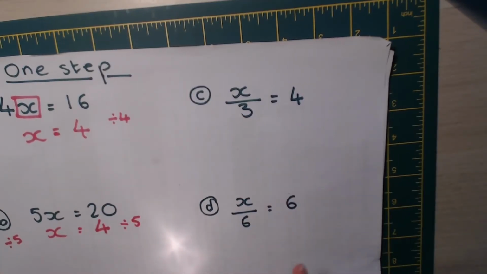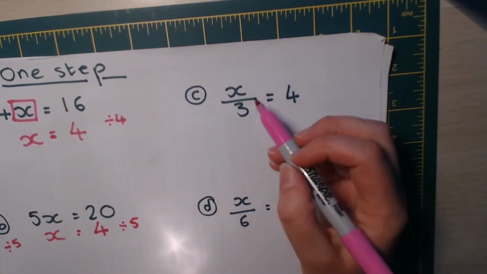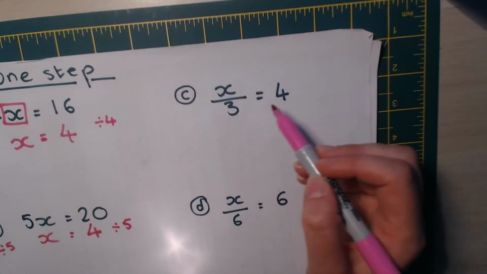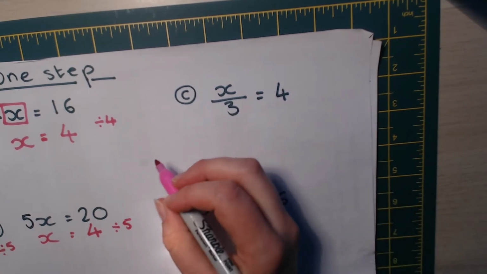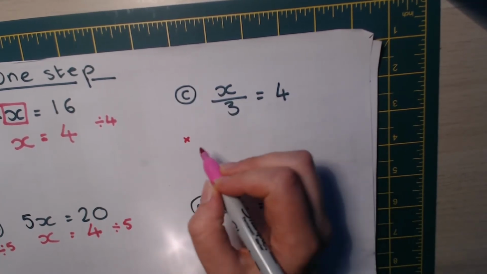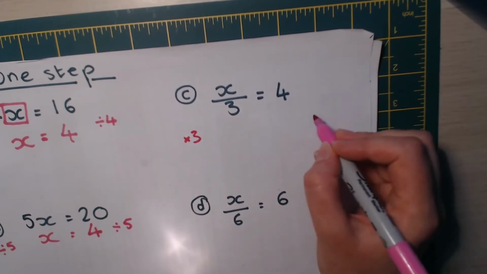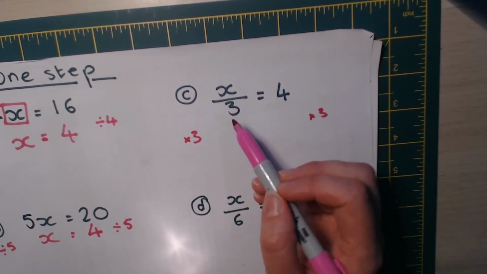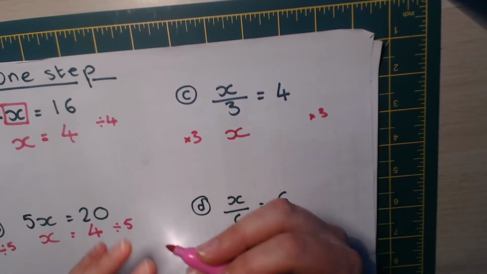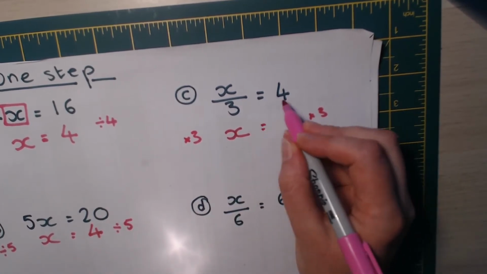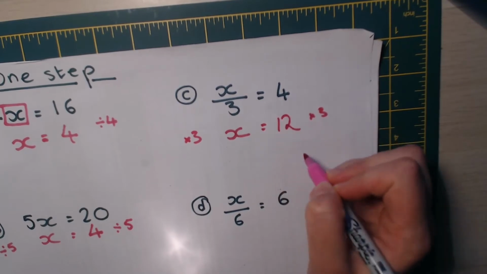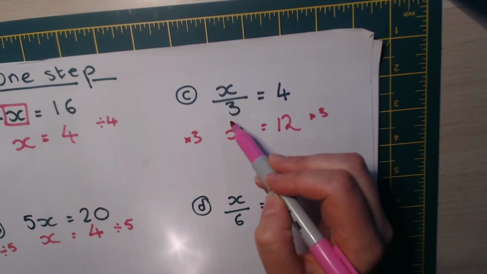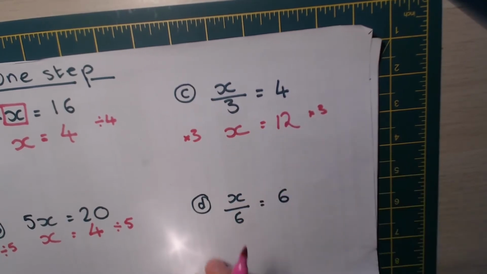Okay, these ones look a little bit scary, don't they? They do, just because they look like fractions. But don't worry, it works the same way. Don't forget this line means to divide. So we've got x divided by 3 is 4. Instead of divide, we do the inverse, which is to multiply by 3 on both sides. So x divided by 3 then multiplied by 3 is just x, because those two things kind of undo each other. And 4 multiplied by 3 is 12. We can check it works, because 12 divided by 3 is 4. So we've got the right answer.